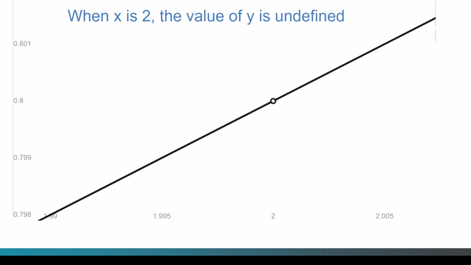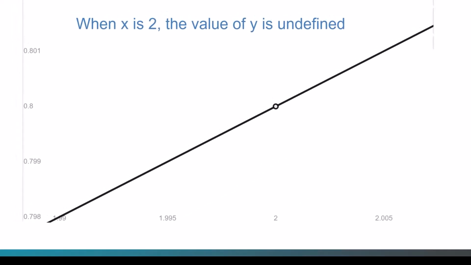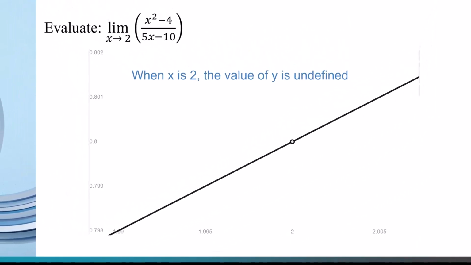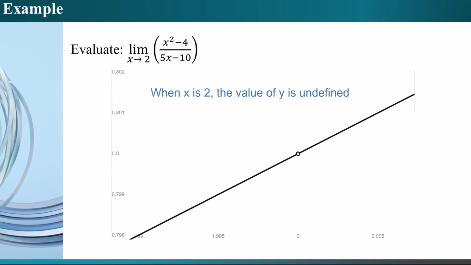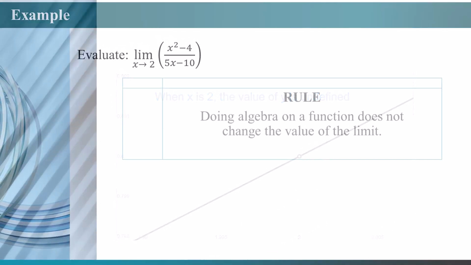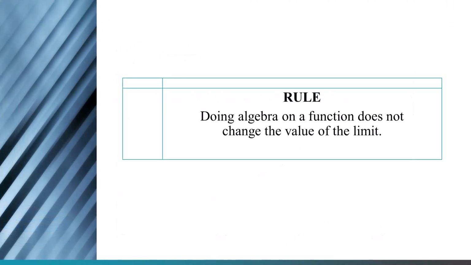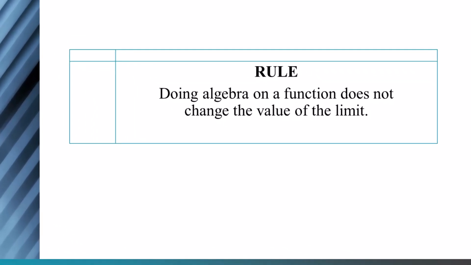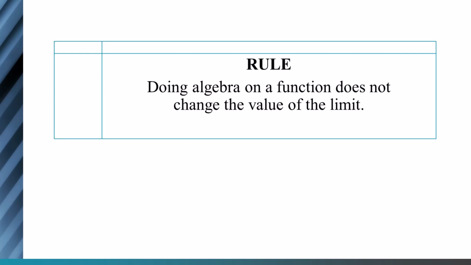Now when x equals 2, we see that the y value is undefined. That's because with 5x minus 10 in the denominator, x can't be 2 because that would give us a 0 in the denominator. But with limits, we don't care what happens when x equals 2, we only care what happens when x gets infinitely close to 2. Here is a rule that will help us evaluate limits. Doing algebra on a function does not change the value of the limit.